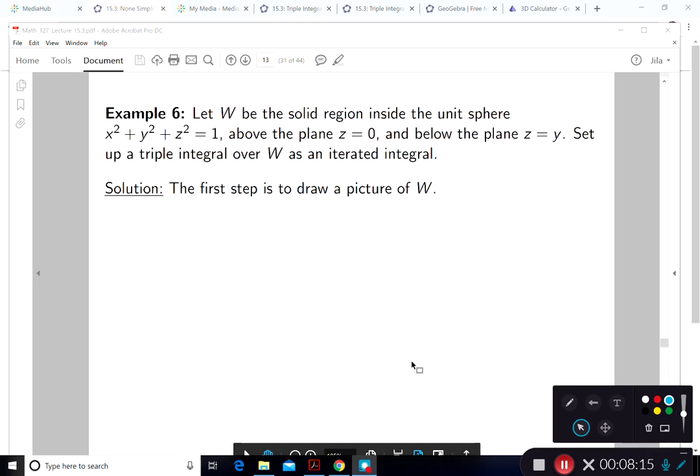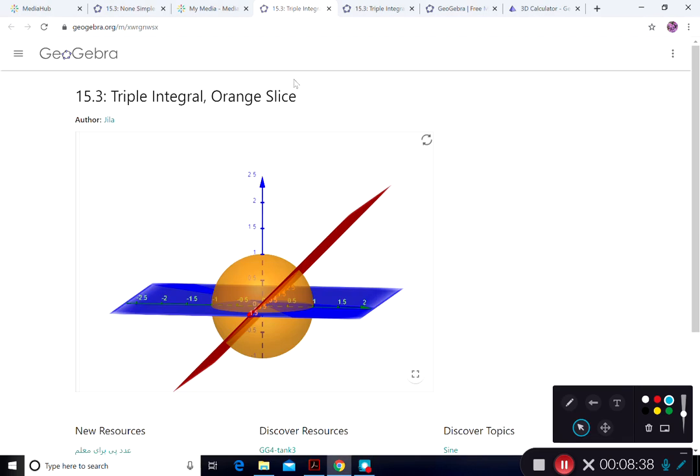Now, another question. How do we find W, that's the solid, and that is the region inside the unit sphere, x squared plus y squared plus z squared equal to 1, and above the plane z equal to 0, and below the plane z equal to y. And so let's see what GeoGebra tells us.